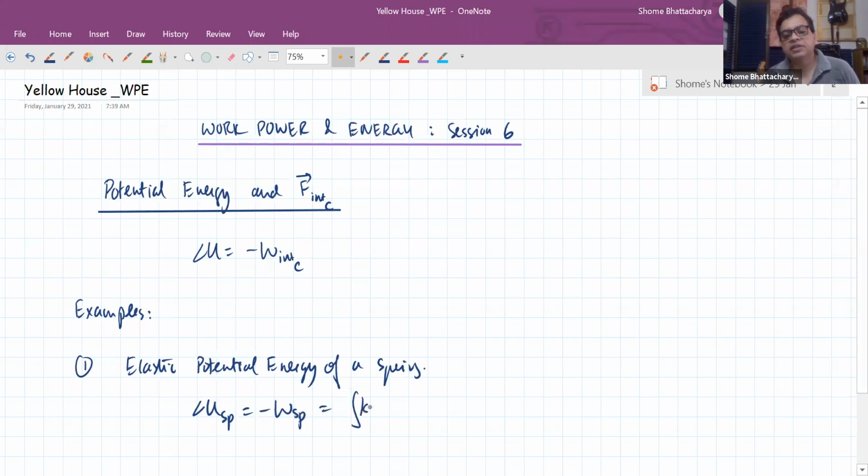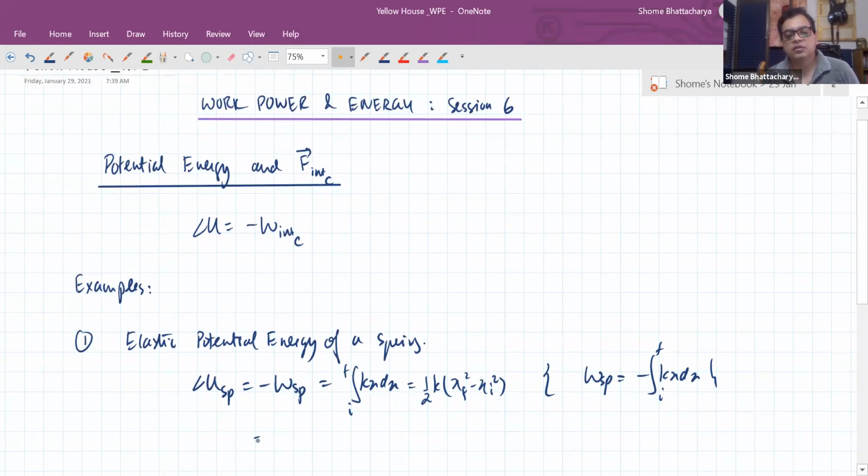So that becomes integration of kx dx from initial to final, because work done by the spring is given by minus kx dx integrated from initial to final. From this formula, we got the absolute potential energy of the spring as half kx square. So this was the first of the two examples we had seen yesterday.